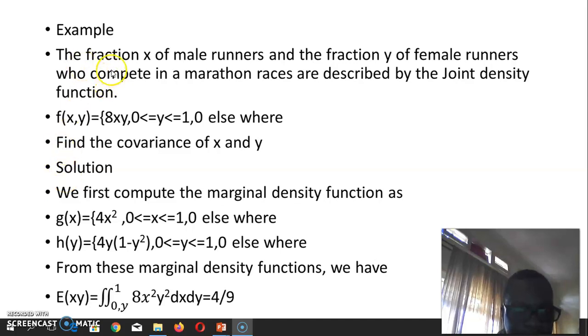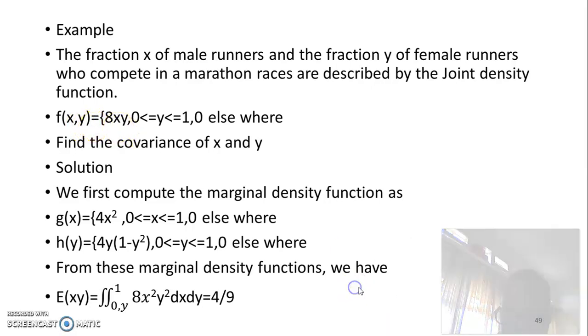Example: a fraction of x male runners and a fraction of y female runners who compete in a marathon race are described by the joint density function f(x, y) equal to 8xy, where y is between 0 and 1, and 0 elsewhere.